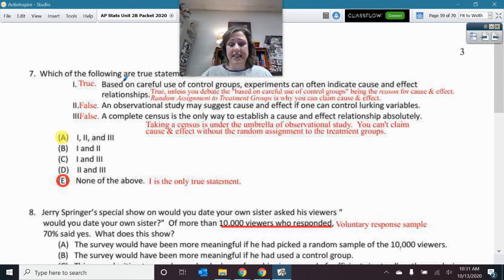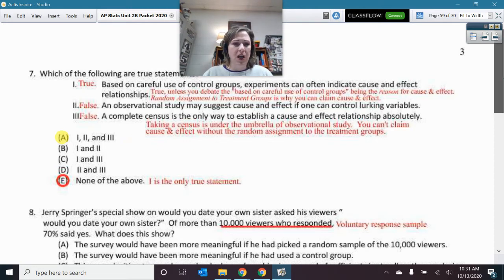We randomly assign to the treatment group so we can claim cause and effect. It's that random assignment that allows us to do cause and effect, not careful use of control groups. So in hindsight, I don't like that one. I think it's false. So I'm going to say 1, 2, and 3 are false.